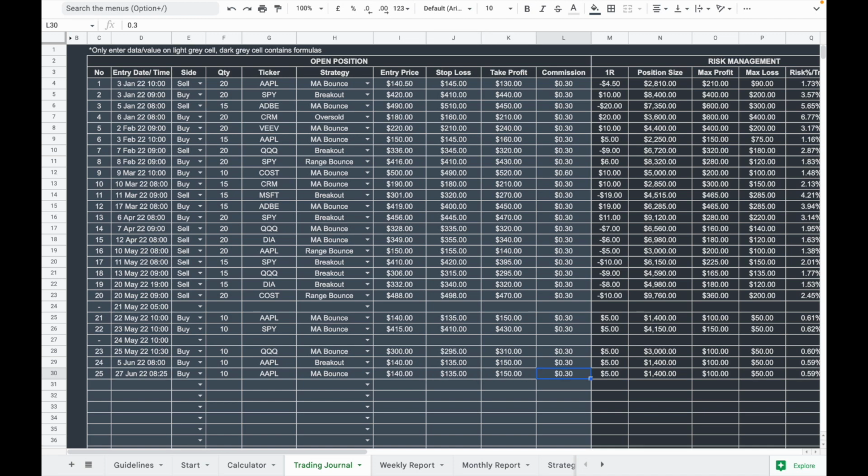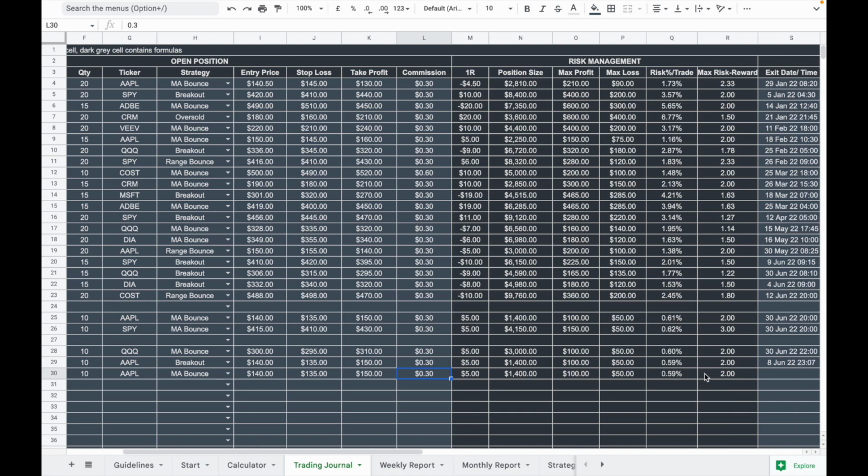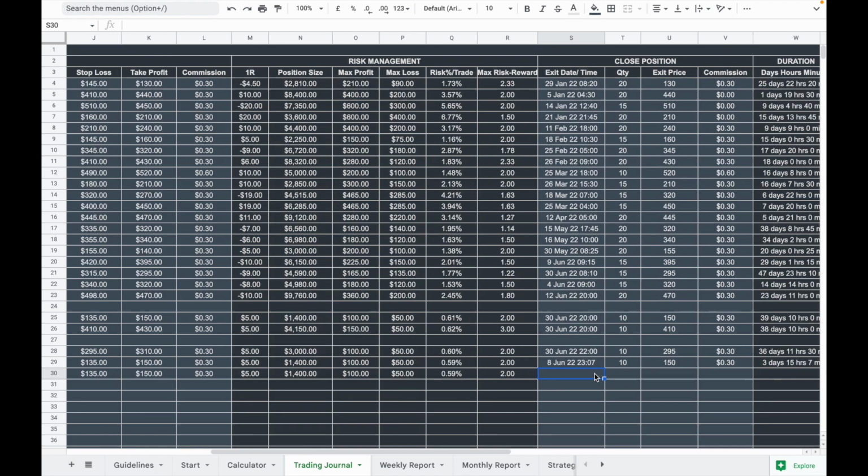As you can see, the dark gray cells will automatically calculate the one-R distance, your position size, your trade max profit, your trade max loss, your risk percentage per trade, which means the percentage of net loss to your account net liquidation value, and the maximum risk to reward ratio, which is the ratio of your maximum profit to maximum loss. After closing the position, input the exit date and time.